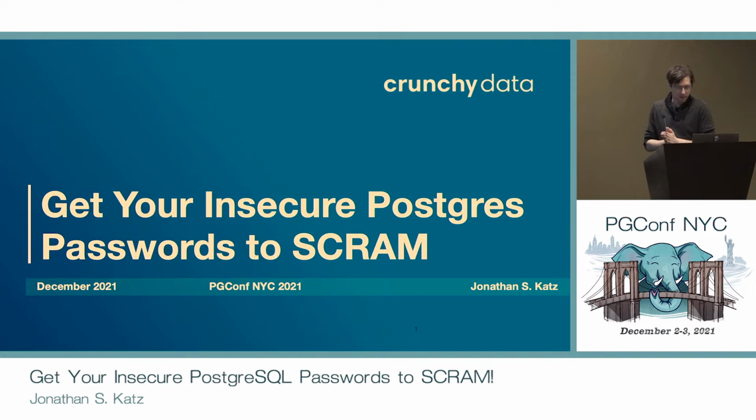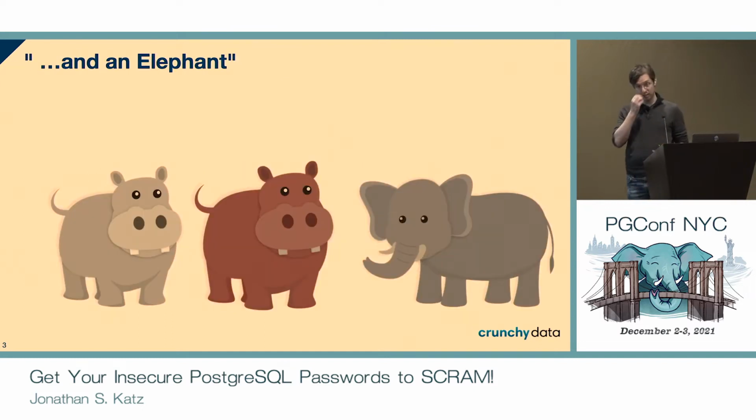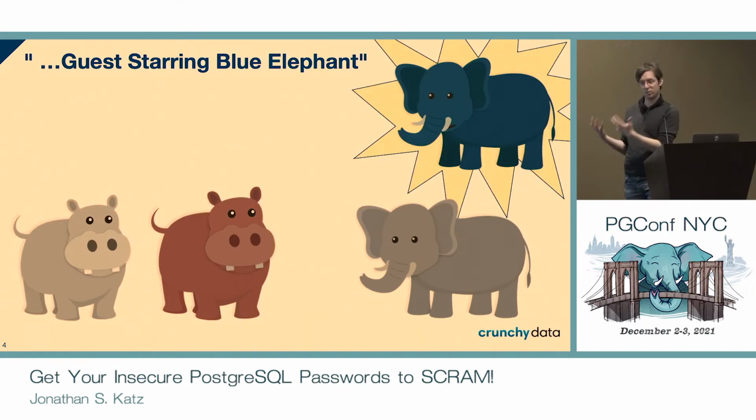The other way I like to call this talk is a tale of two hippos, because we're going to see these two hippos playing around, trying to get each other's passwords. But because it's Postgres, we also need an elephant. And there's going to be a guest star at some point in the form of a blue elephant. So let's keep all this in mind. We'll come back to this later.